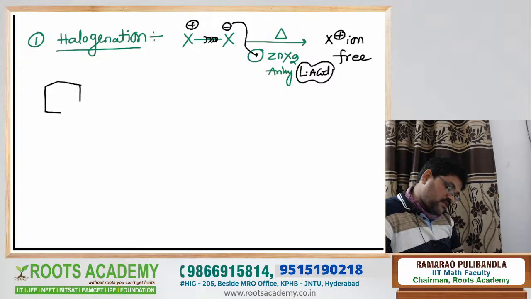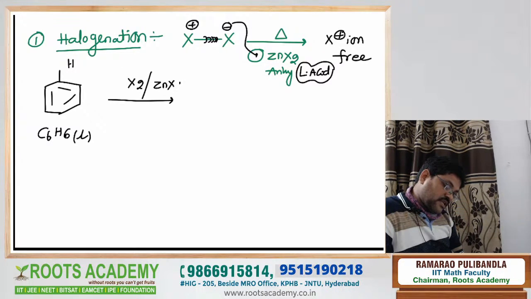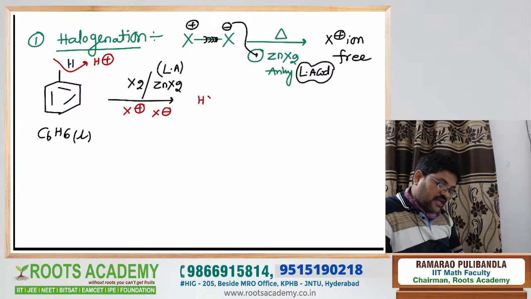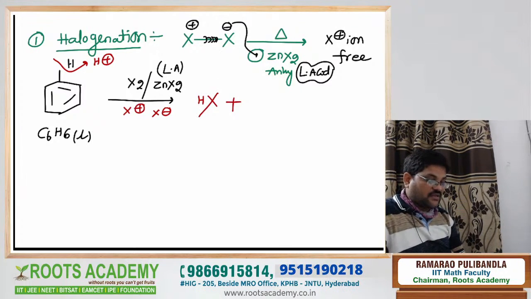Now to the benzene. Simple explanation, students. In the benzene I am writing like this. So this is the benzene, C6H6. Now by addition of X2 in the presence of Lewis acid, Zn(X2), what happens? This hydrogen leaves as H plus. Now this H plus combines with X minus. X2 is X plus, X minus. Loss of HX. H plus combines with X minus, loss of HX.